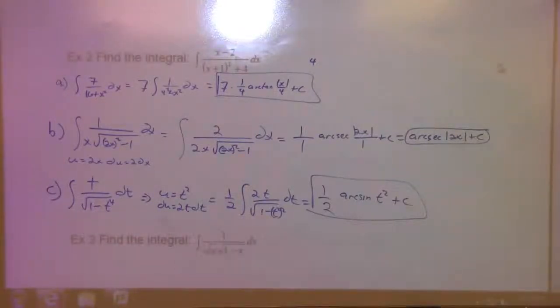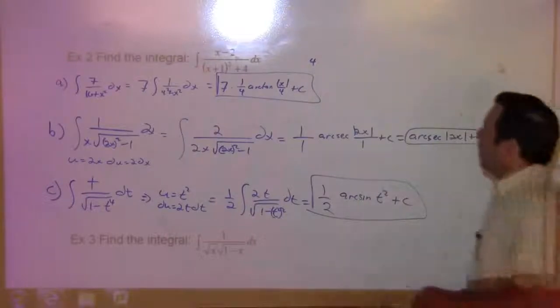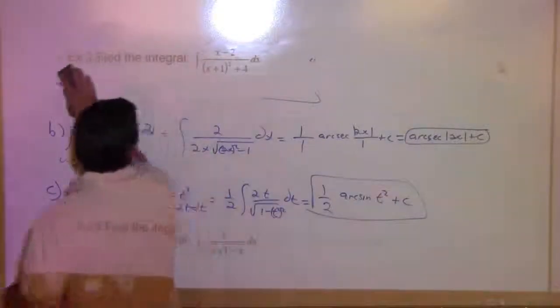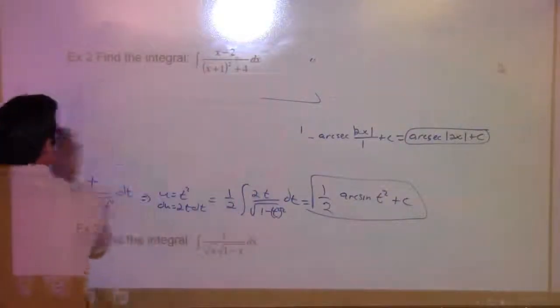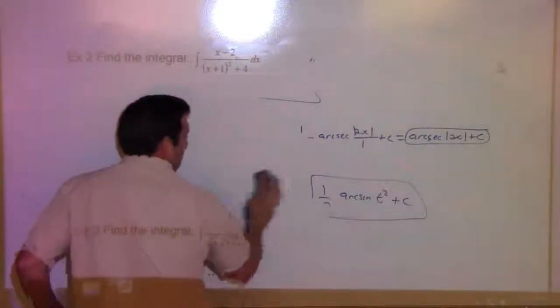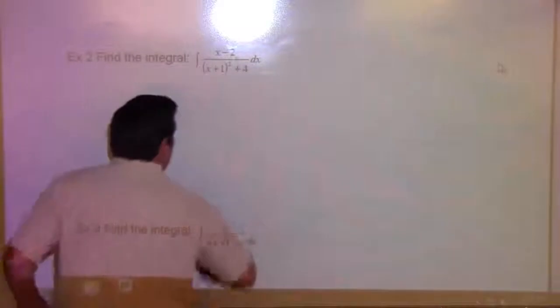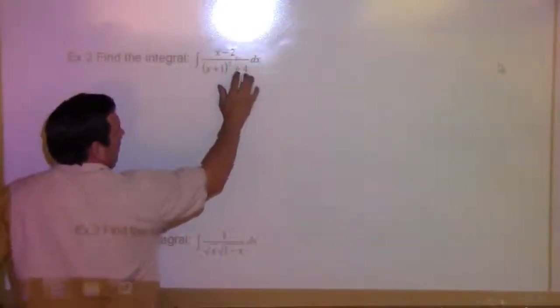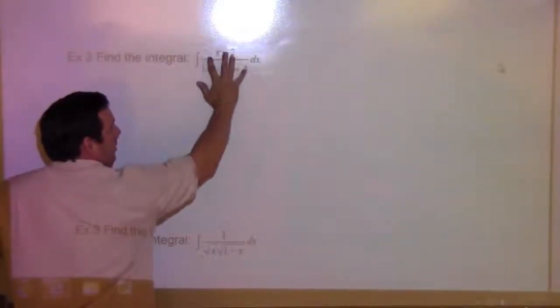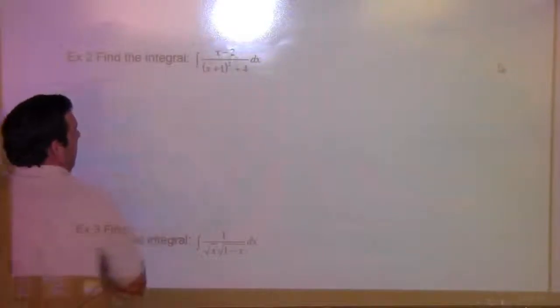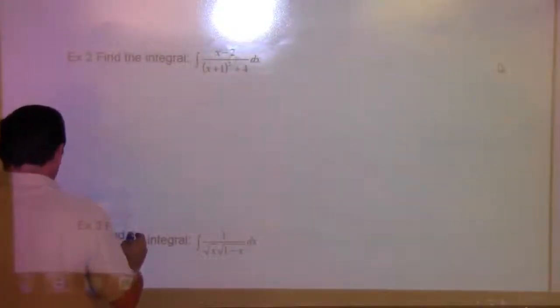Okay, it says find the integral. We have the integral of x minus 2 over x plus 1 squared plus 4. Now, given that we have something squared, a variable part squared plus 4, this looks a lot like our arctangent. Stuff on top doesn't quite look like it, so we can work with this a little bit.